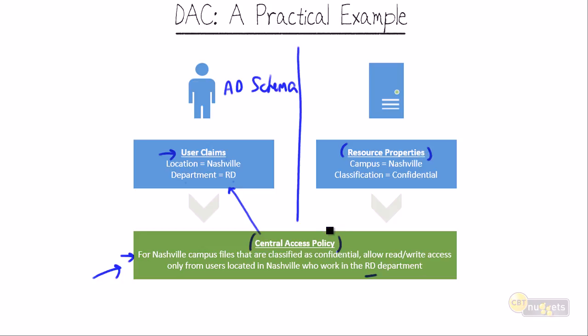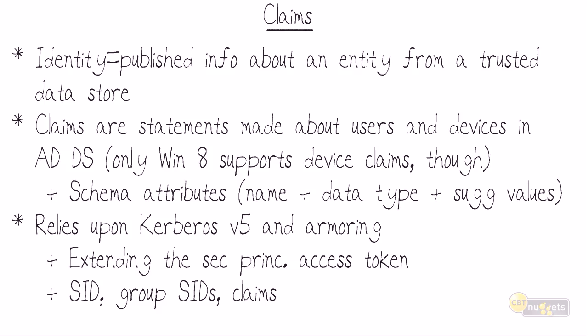And here again, the central access policy is only going to affect those files that have been tagged Campus Nashville, Classification Confidential. You see how that works? That's a highly granular level of access, I think you'd agree. Now, let's spend a little bit of time going into depth about each of those constituent parts and pieces.